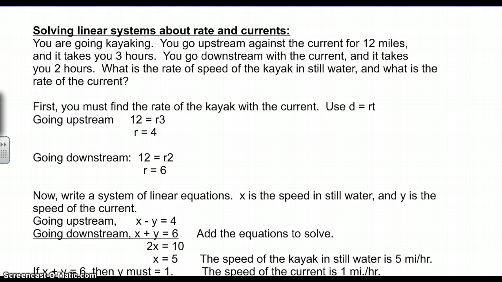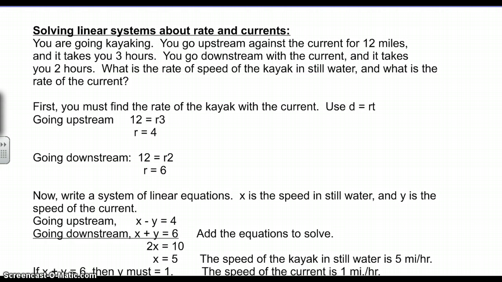So if we have a problem like this, you're going kayaking, you go upstream against the current for 12 miles and it takes you 3 hours. You go downstream with the current and it takes you 2 hours. What is the rate of speed of the kayak in still water, that is without any current, and what is the rate of the current itself? Well, the first thing you want to do here is find the rate of the kayak with the current, whether it's against it or for it. That's what's reflective in the information that they gave you.